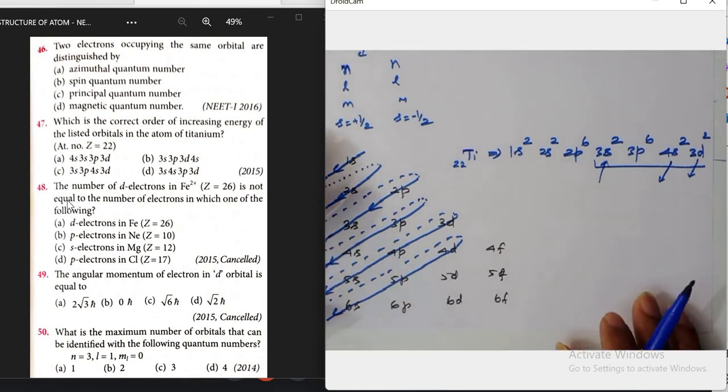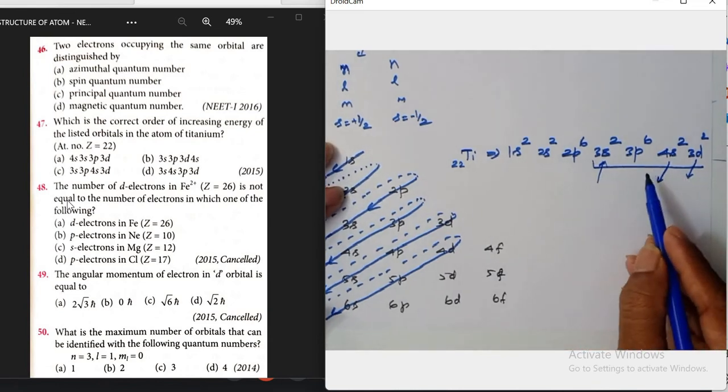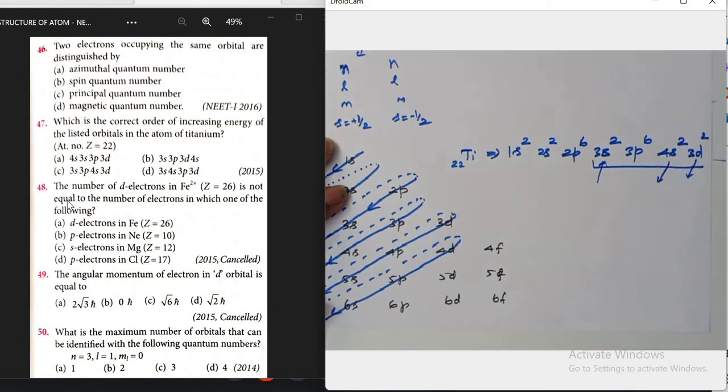Listen, students, this is the arrangement. So which is the correct option? Tell me. Which option has this arrangement? 3s, 3p, 4s, 3d. Option C. That's all.